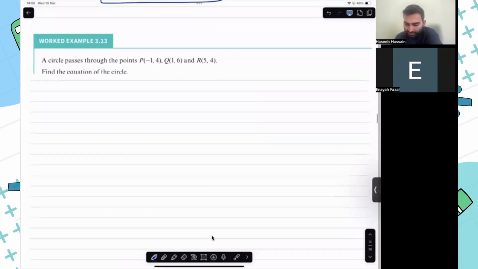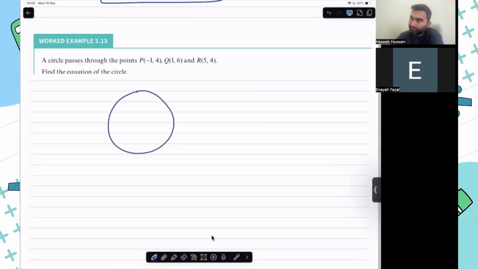All right. A circle passes through these points. Find the equation of the circle. So (-1, 4) is one of the points, (5, 4) and (1, 6). Yeah. What do you think?